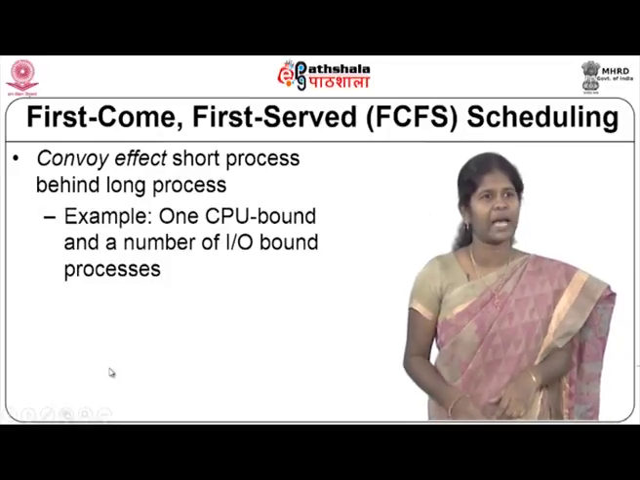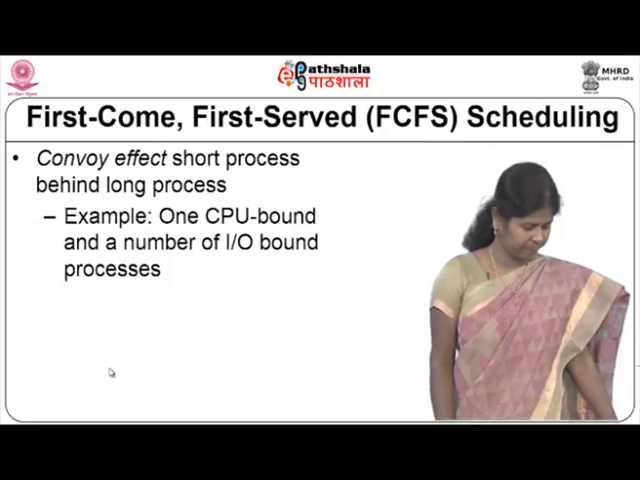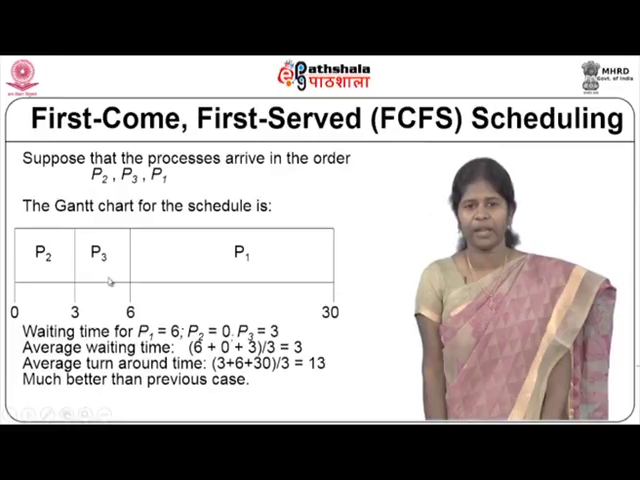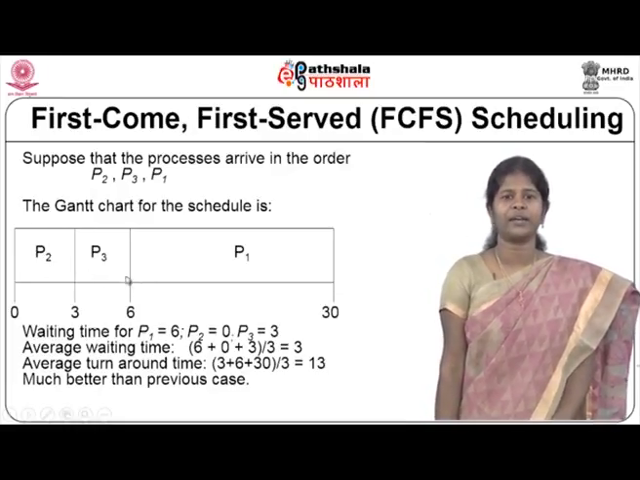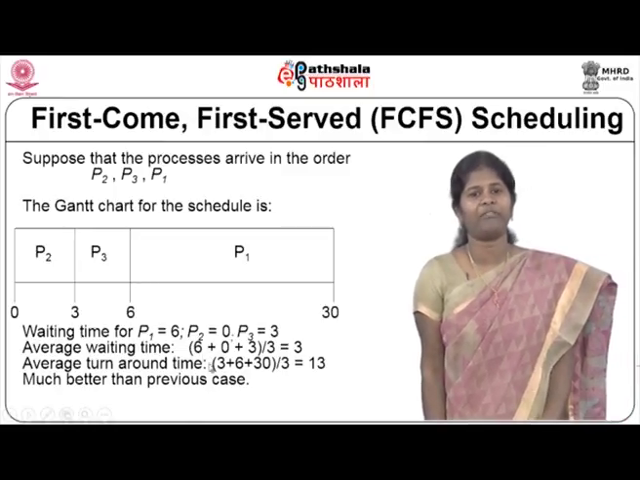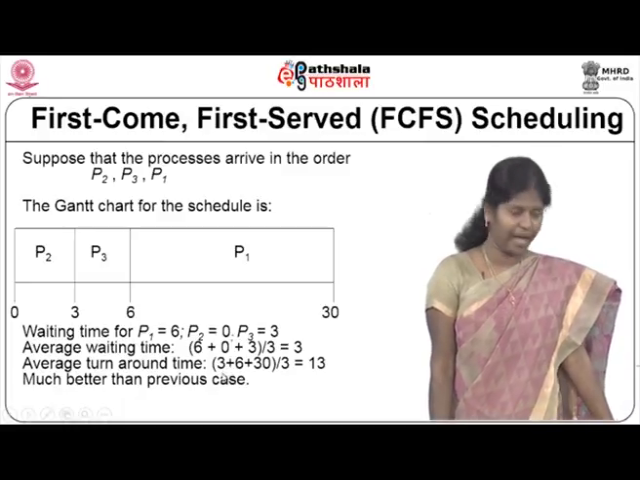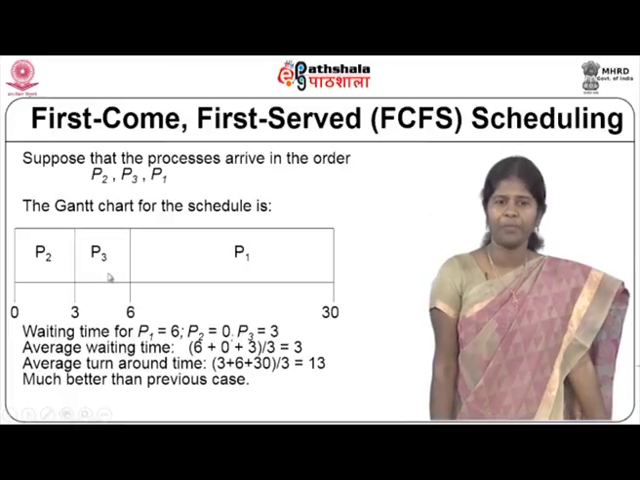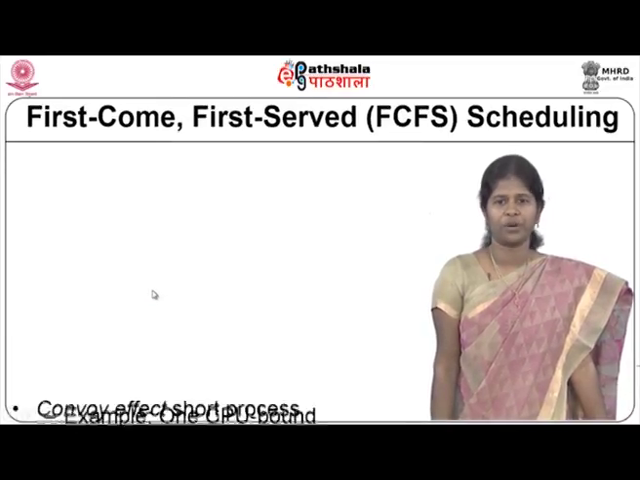Based on the two examples that we have seen, in the second case P2 and P3 were short processes, short jobs. If they were executed earlier, then the average waiting time and average turnaround time become less. So what do we understand out of this? If the short processes are executed first, then you get better performance in the CPU scheduling.